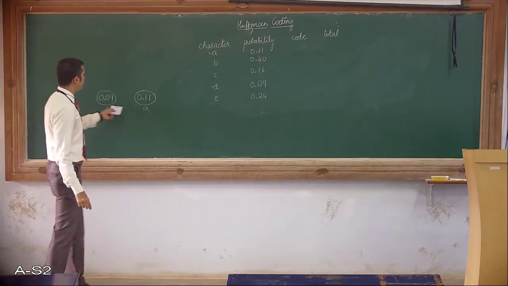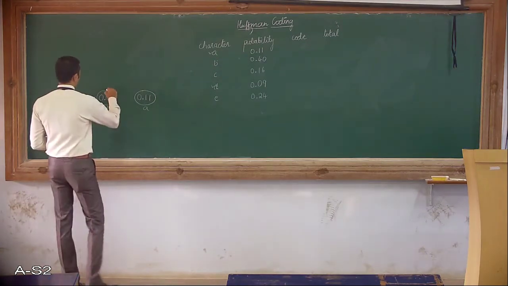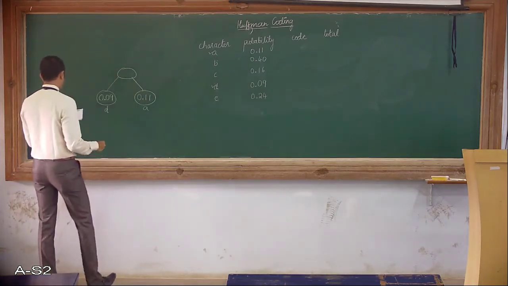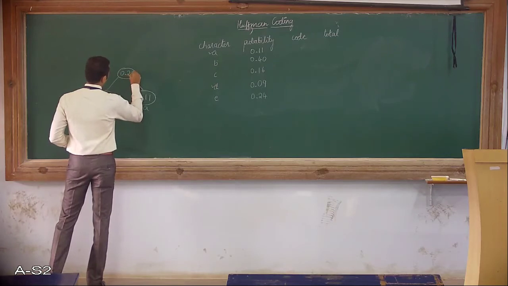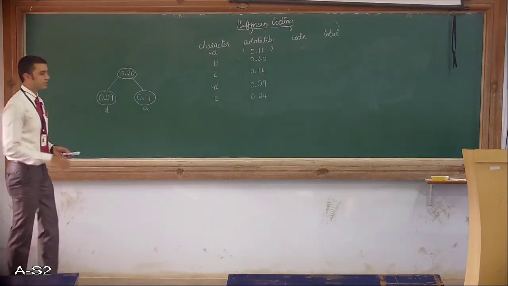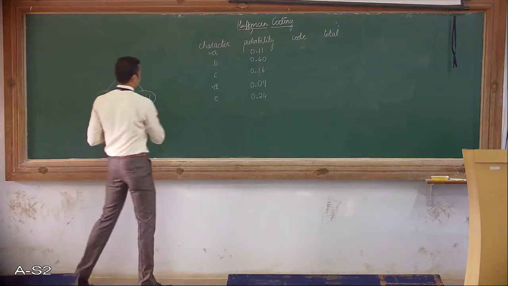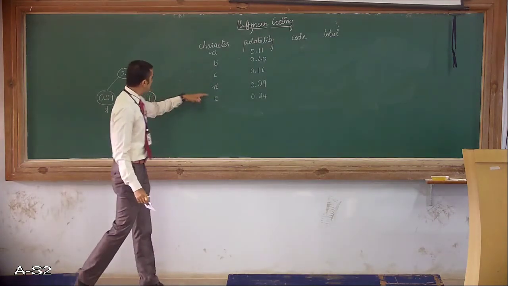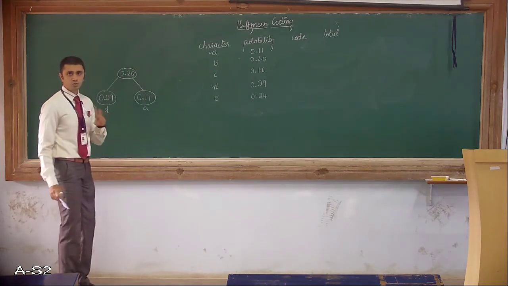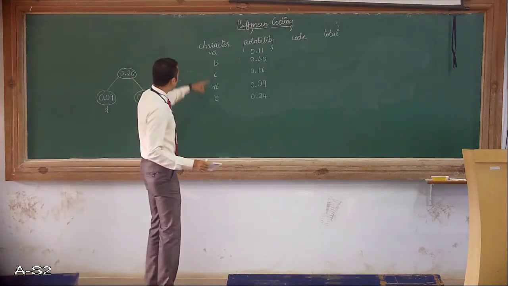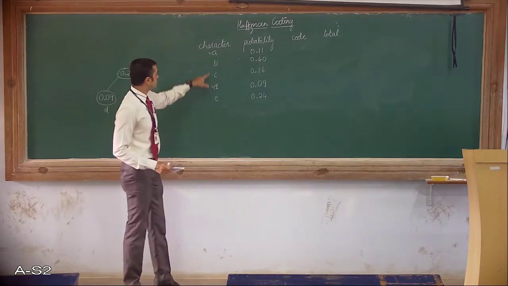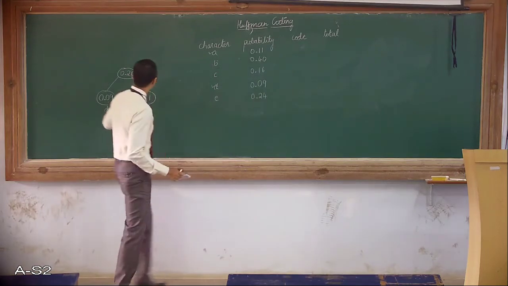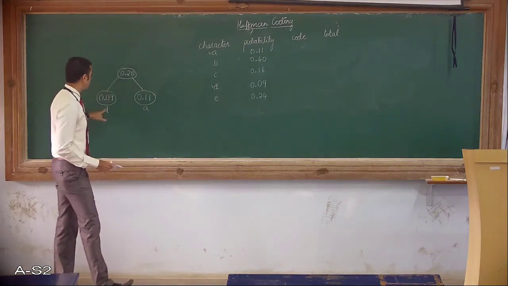Next, I need to add them. What will be the total here? When I merge these two values, it will be 0.20. Now these two characters are done. Out of the remaining B, C, E and this 0.20, which are the two minimum? A and D are over. Remaining are B, C and E, with their corresponding probabilities, and also the addition we got out of these two characters.